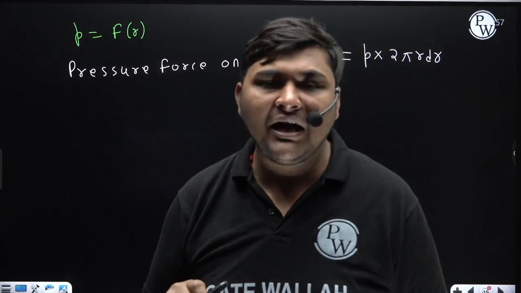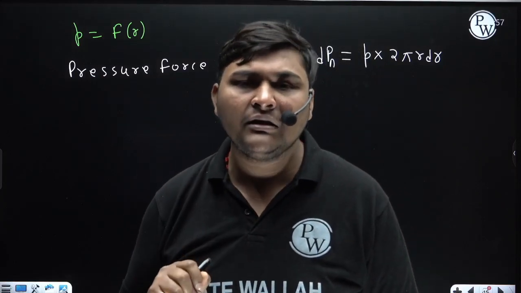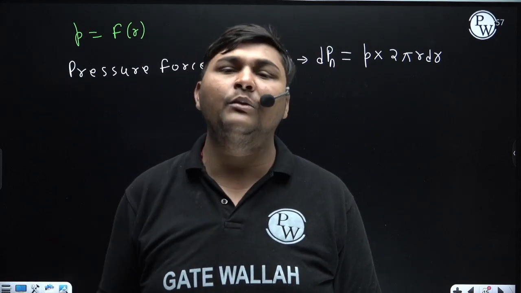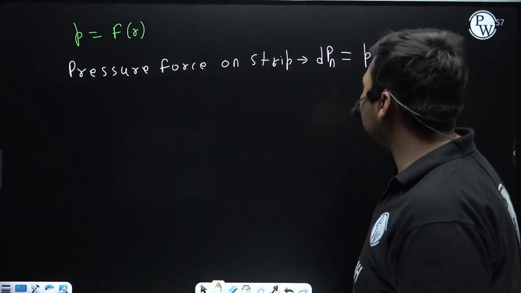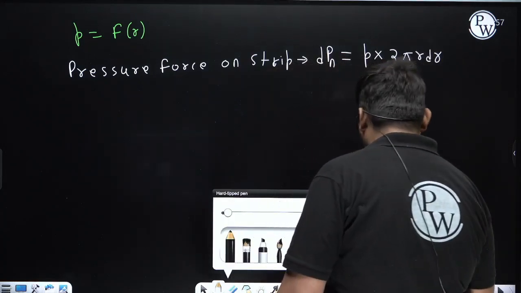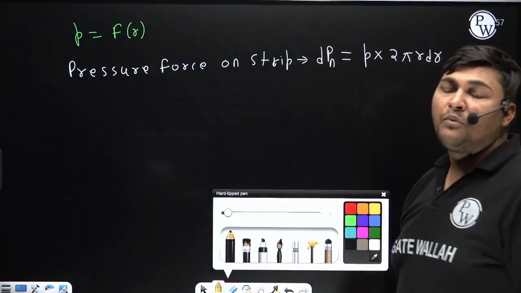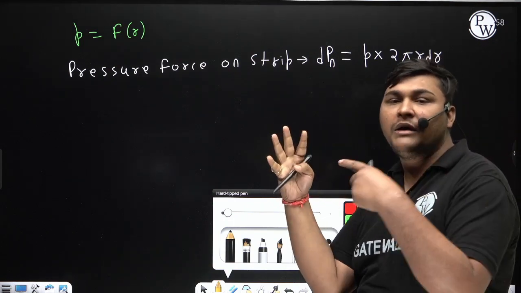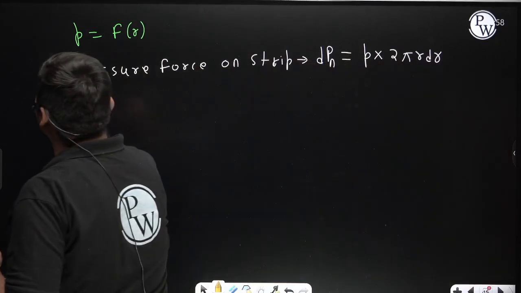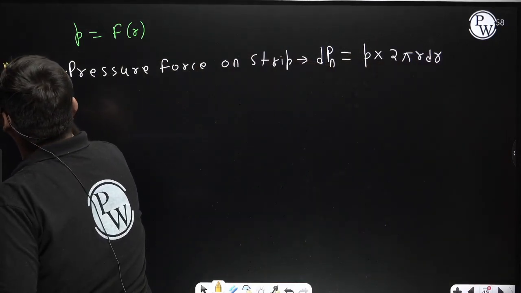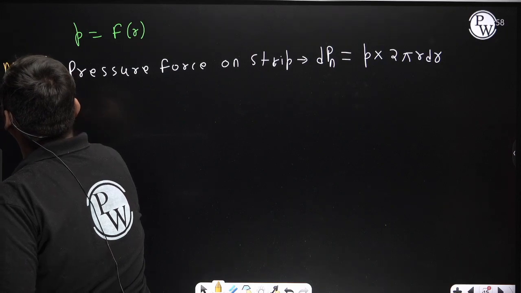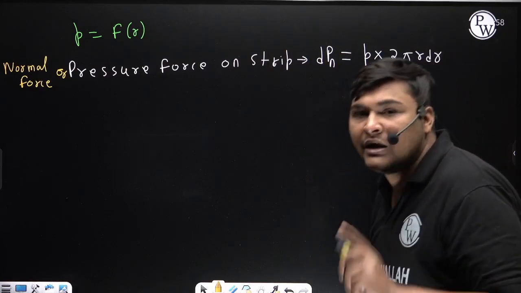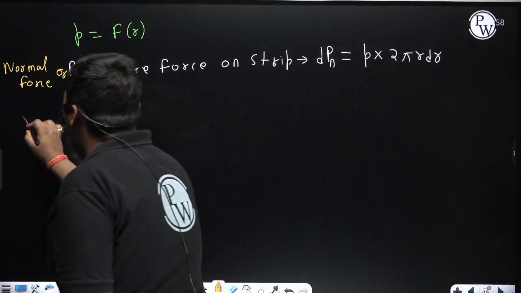So what will be the pressure force on the strip? Pressure into area: p times 2πrdr. This is the pressure force on the strip, which is dP_n. Because pressure force always acts in the normal direction, this pressure force is also the normal force on the strip, and due to the normal force, friction force will come.